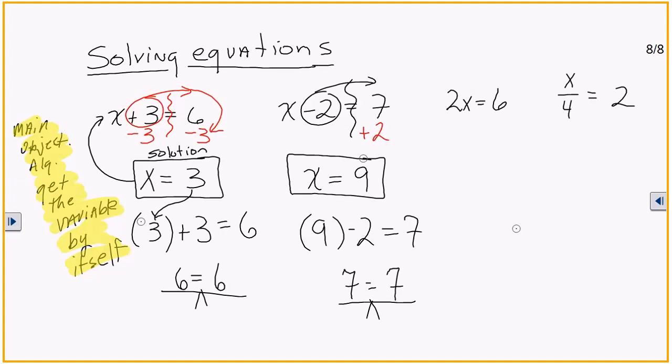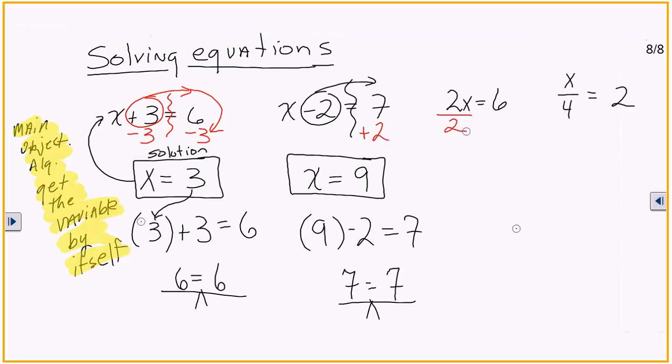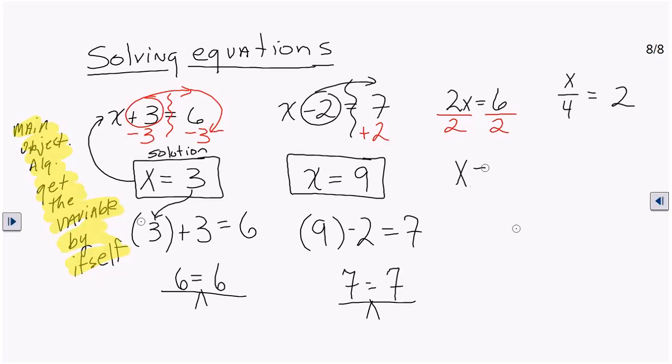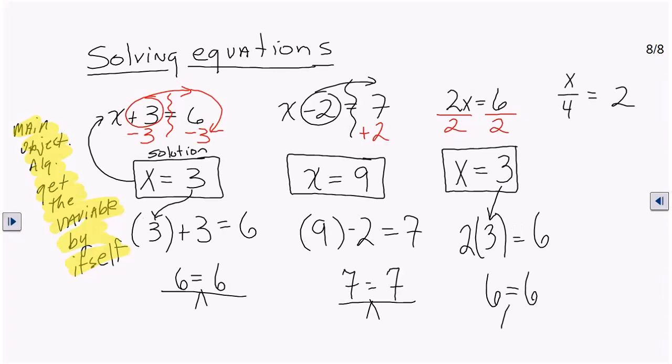Now, what is the opposite of multiplying by 2? The opposite of multiplying by 2 is dividing by 2. And if you divide by 2 on one side, you have to divide by 2 on the other. And that gives us x is equal to 3. That is our solution, so now we need to check it. 2 times parentheses is equal to 6. Plug that 3 back in, and we get 6 is equal to 6. So it does check.